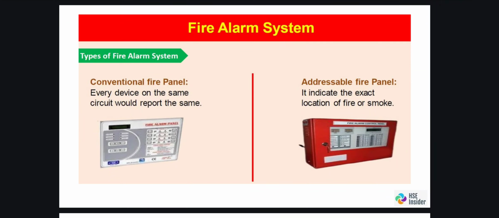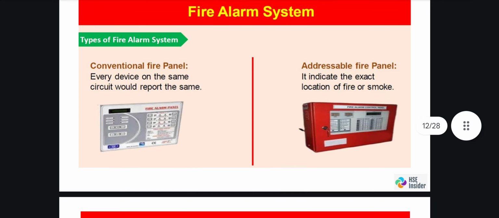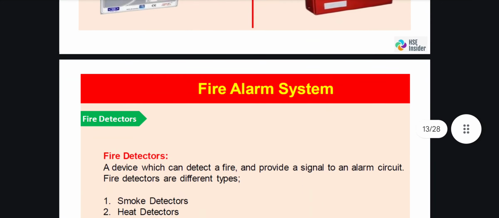So, types of fire alarm systems: the conventional fire panel and the addressable fire panel. Nowadays most industries have adopted the addressable fire panel. In the conventional fire panel, every detector on the same circuit would report the same. Whereas in the addressable fire panel, it indicates the exact location of the fire or smoke, so we can quickly attack it.